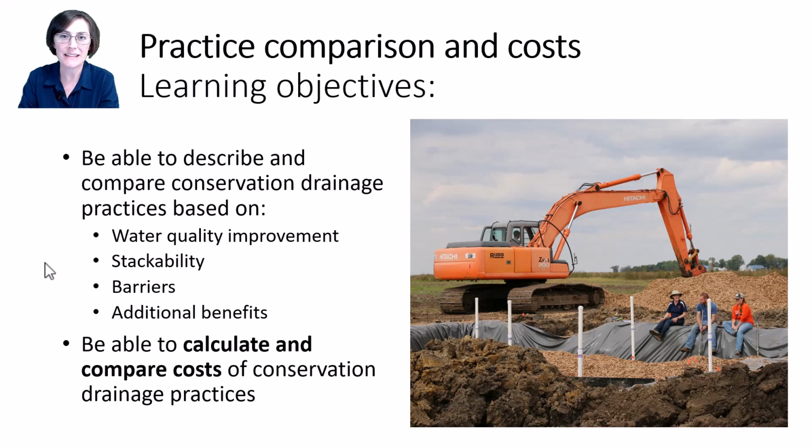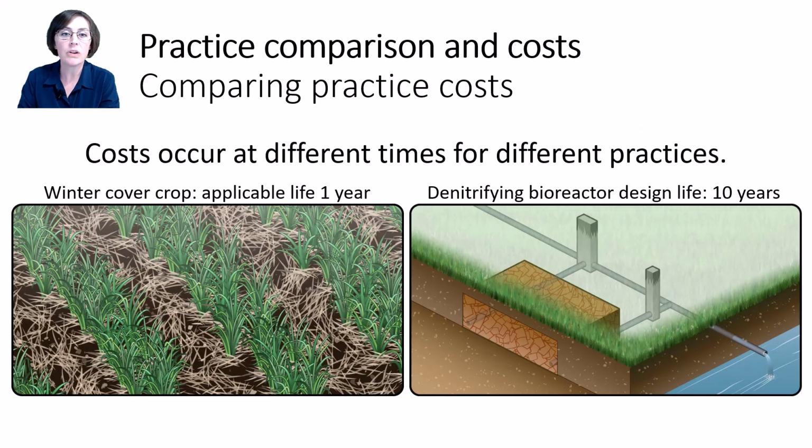In the last two lessons of this module, we'll discuss how to compare drainage water quality practices based on cost. When you start to think about the costs of the different conservation drainage practices, one of the first things to think about is that costs occur at different times for different practices. For example, the total cost of doing a winter cover crop all occurs within one cropping year.